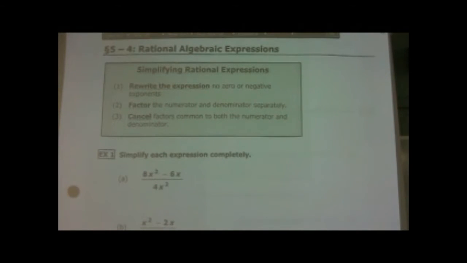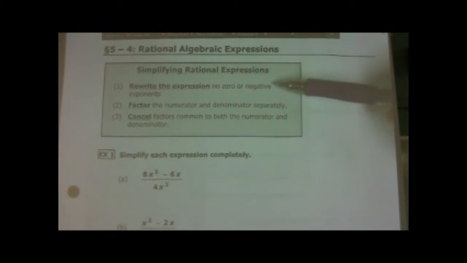So the topic for today is simplifying rational expressions. Rational expressions are expressions with a polynomial in the numerator and a polynomial in the denominator. And I will tell you that there's two main steps to this. You see 3 in this box, but the first one doesn't always apply.